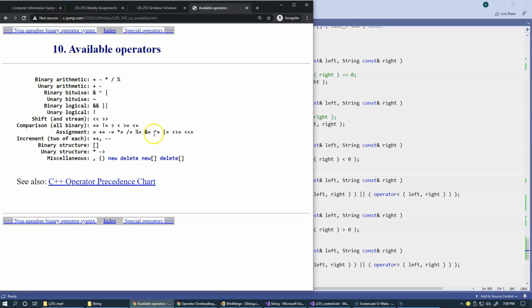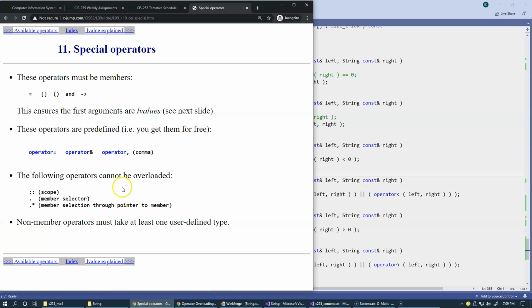So these are available operators that you can overload in your C++ code. Some of these operators are unary operators, some of them are binary operators, and there is obviously a broad range. Pretty much almost all of the operators can be overloaded. Some special notes.